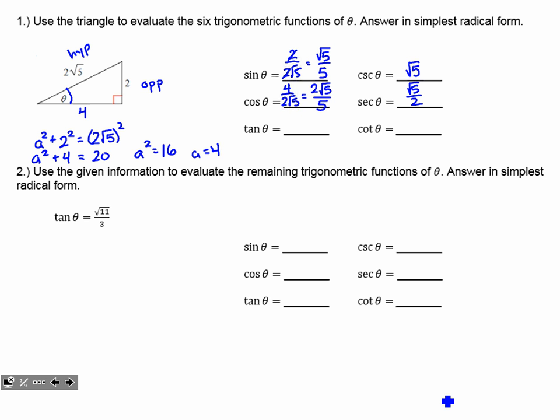Tangent, opposite over adjacent, that one's a nice clean one here. It's 2 over 4, or 1/2. And the cotangent, its reciprocal, 2 over 1.